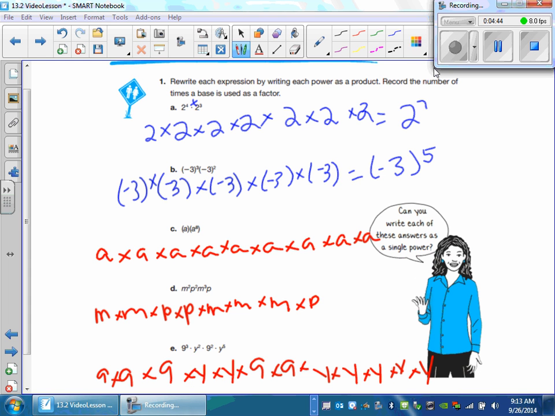Alright, so here are my answers for C, D, and E. What I did again was I wrote all of these out in expanded notation. So for letter C, I did 1 A, and then I did 8 more. 1, 2, 3, 4, 5, 6, 7, 8. Same thing over here for D. I did 2 M's, 2 P's, 3 more M's, and then 1 more P, and so on and so forth for letter E.